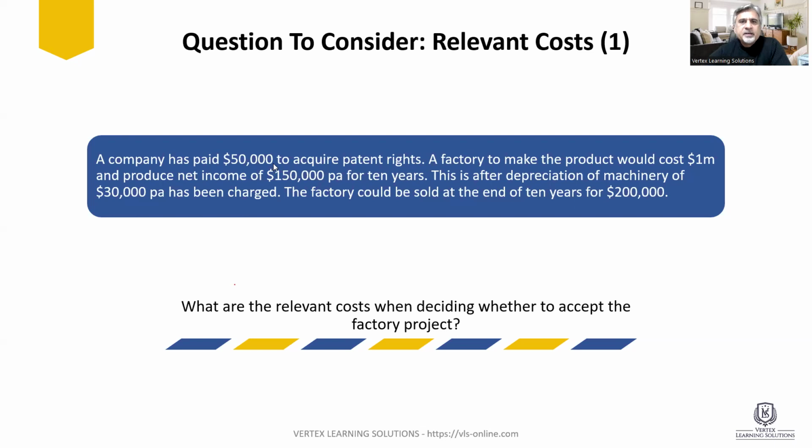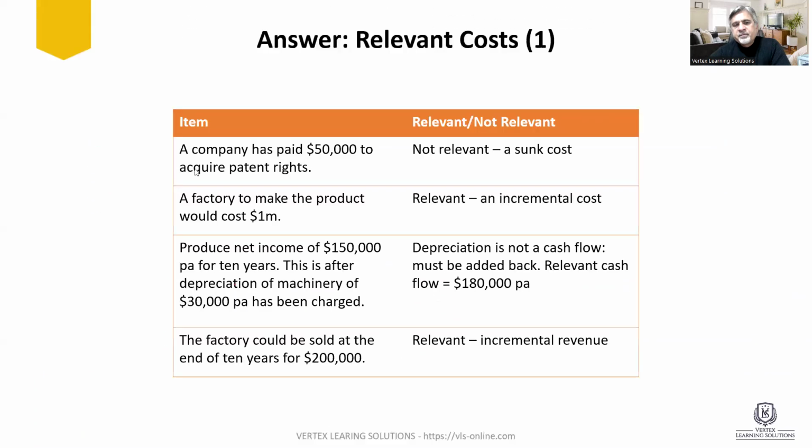This is gone already. Whether you make the factory or you don't make the factory, you can't do anything about this cash flow. It has already gone. So it is not relevant. So number one, the patent is not relevant. A factory to make the product would cost 1 million. This is relevant because if you decide, yes, I am going to make it, you have to give this money.